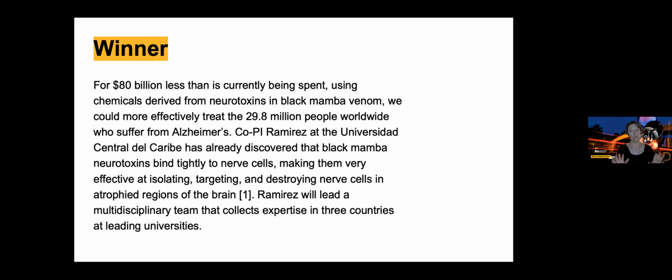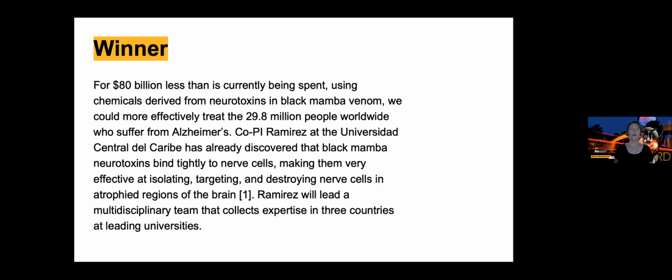Again, hyperbole, grant me that, it's to make a point. $80 billion less than is currently being spent using chemicals derived from neurotoxins in black mamba venom. We could more, and I don't promise this, we could more effectively treat the 29.8 million people, so huge impact, who suffer from Alzheimer's. All of a sudden, my Alzheimer's Foundation is sitting up. You're gonna save us money and treat more people?